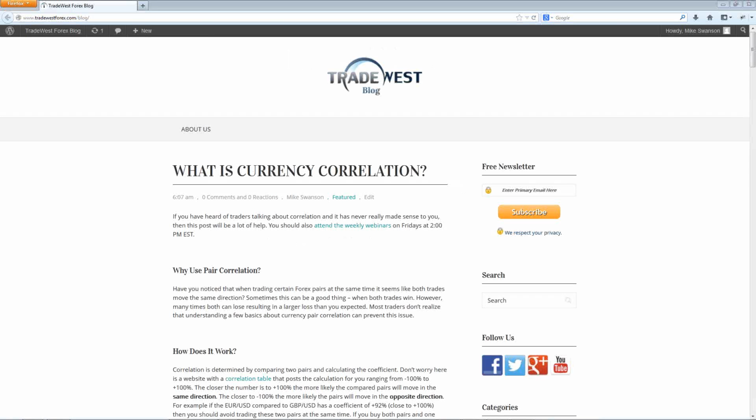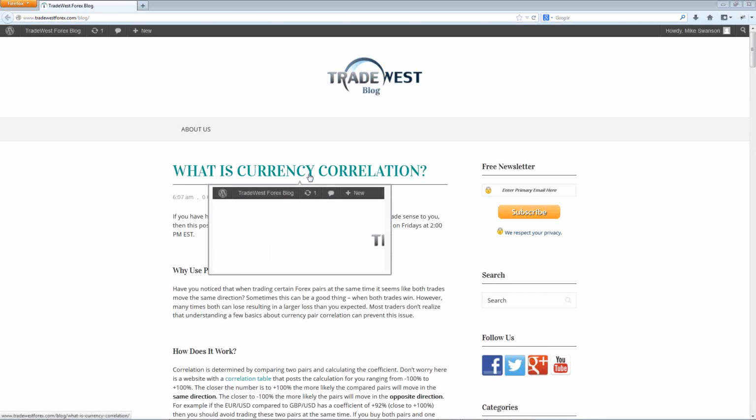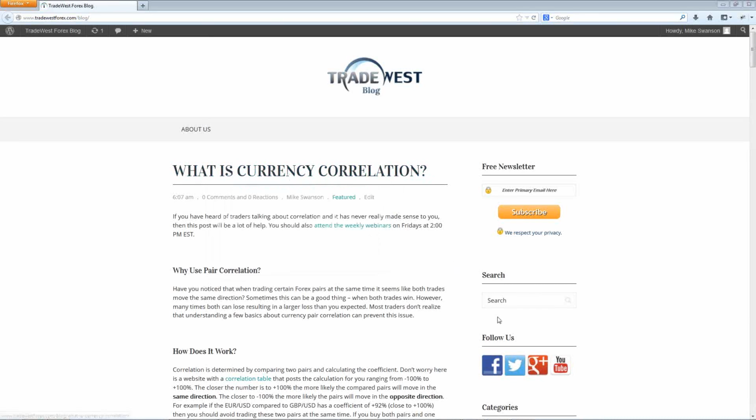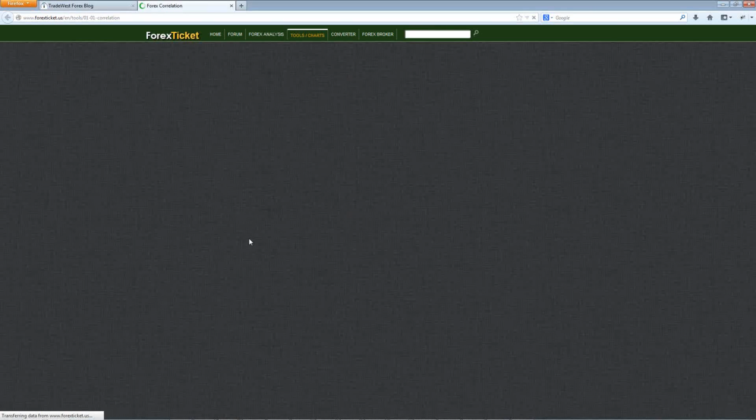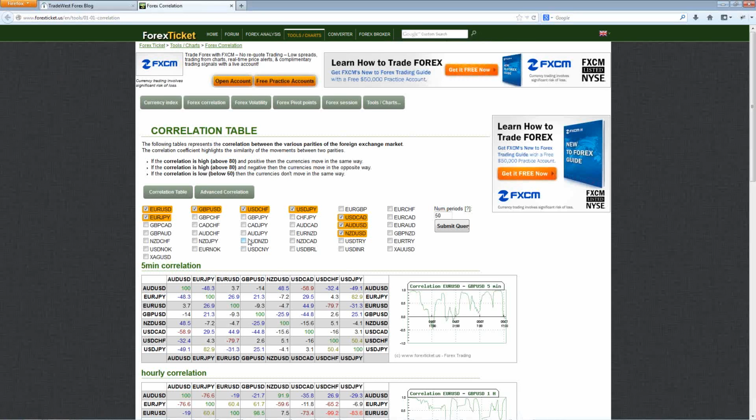The best thing to do here is to just go to our blog, tradewestforex.com/blog. As you can see here, if you go to the "What is currency correlation" post, or type correlation in the search on our site, you'll bring up this post from yesterday. On here, we post the correlation table. There's the link to it right there. If we click that, this takes us over to a website that already does all the work of making the calculations and finding the coefficients.